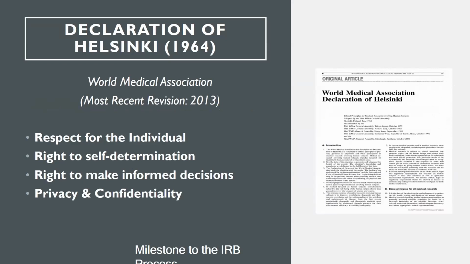Then in 1964, the Declaration of Helsinki came out from the World Medical Association. They tried to make it a little bit more concrete, a little bit more detailed. They had respect for the individual, right to self-determination, so that's autonomy, but they teased it out, the right to make informed decisions, and privacy and confidentiality. So even back in 1964, privacy and confidentiality were an issue. Now with AI and technology, think about how privacy and confidentiality is still an issue, but made even more complex by things that are happening within our society.